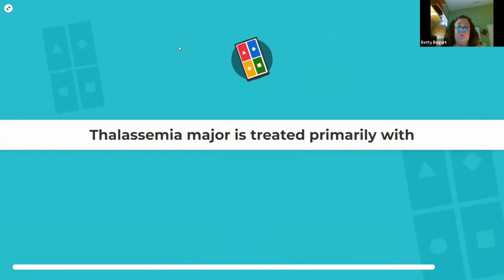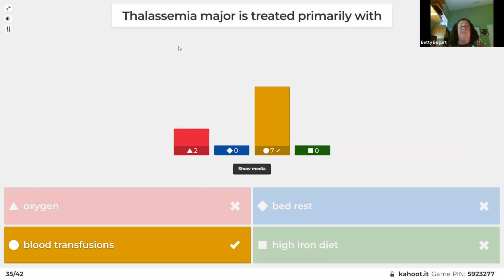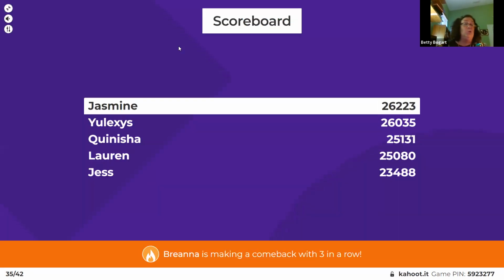Thalassemia major is treated primarily with... thalassemia major, rectangular shaped cells that are bursting, right? What are they doing? They're spewing iron into the system, and their cells aren't lasting. So blood transfusion is the treatment for thalassemia major or Cooley's anemia. It's the same thing.